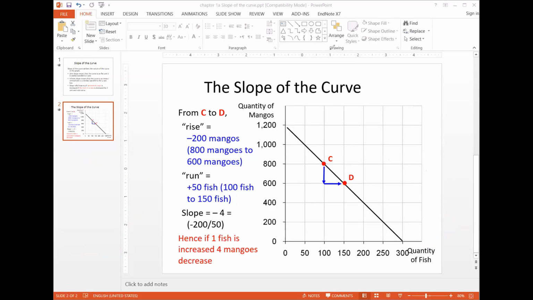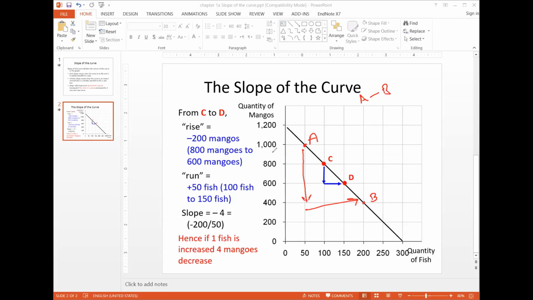So let's take 2 different points. Let's take some other points and solve this again as a practice. Okay? So let's take 2 points. Let's take this point as A and this point as B. So from A to B, we have this rise and this is run.